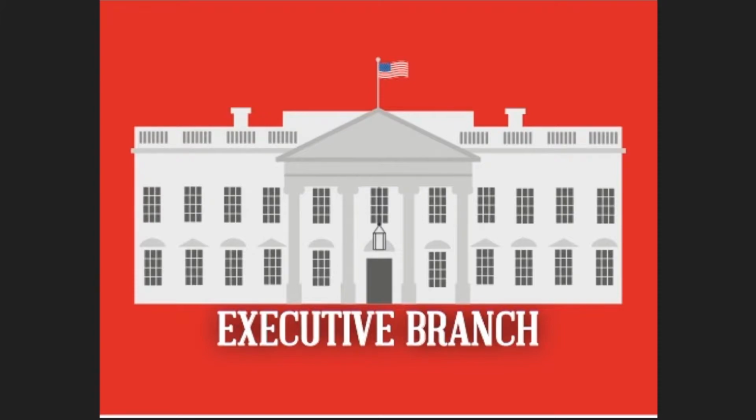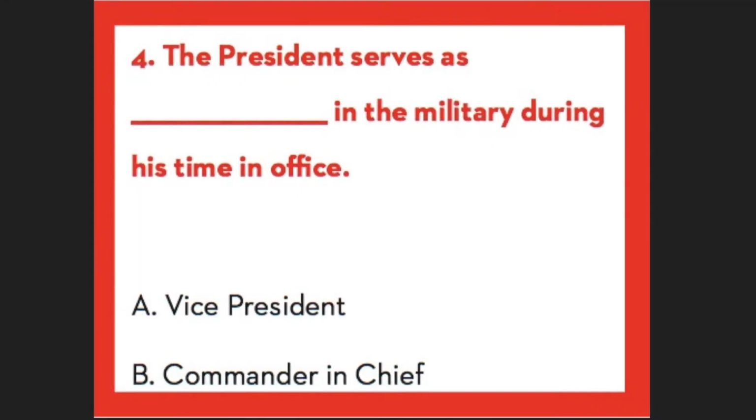Let's just remember real quick, between our 3 branches, we have the legislative branch, which makes the laws, the judicial branch, which judges the laws in court, and the executive branch, the office of the president. Let's see what this one gives us. The president serves as blank in the military during his time in office. Okay? The president serves as blank in the military during his time in office.